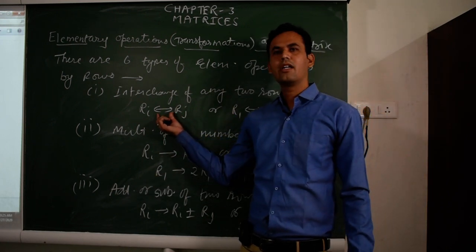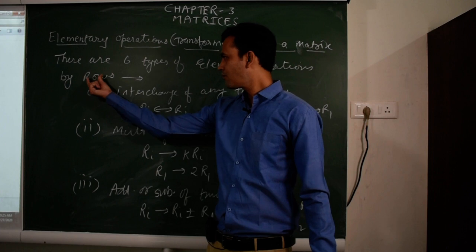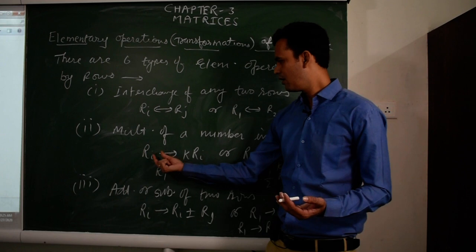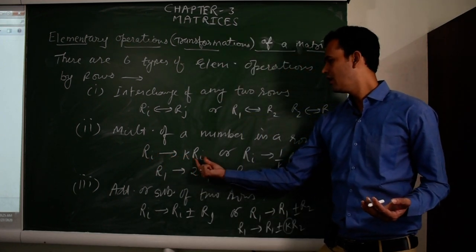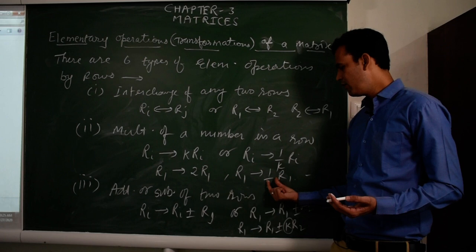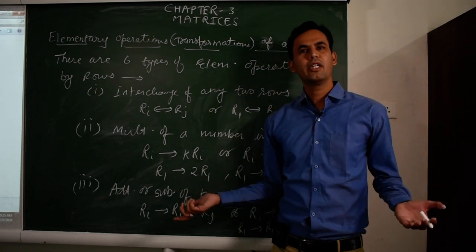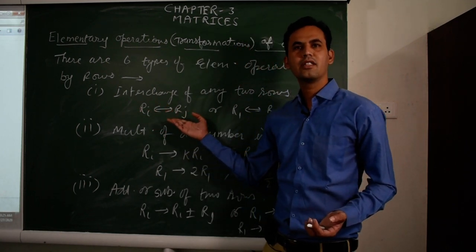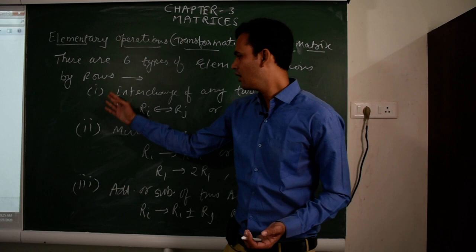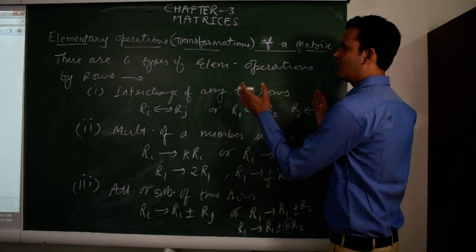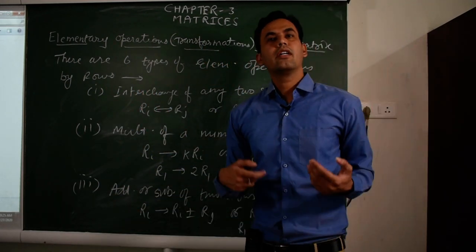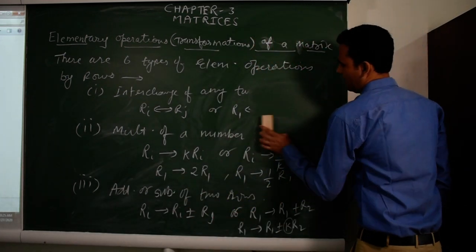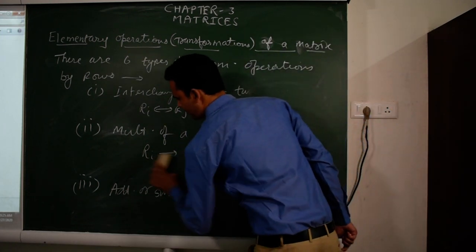The same operations are in columns also. For columns we write Ci interchange Cj, Ci changes to kCi, C1 changes to 2C1, C2 changes to 2C2, and so on. So only the change is that in place of Ri, Rj we write Ci, Cj, but otherwise they are the same. So these are the six operations which we use to find the inverse of a matrix. So what is inverse? Now we see what is inverse.